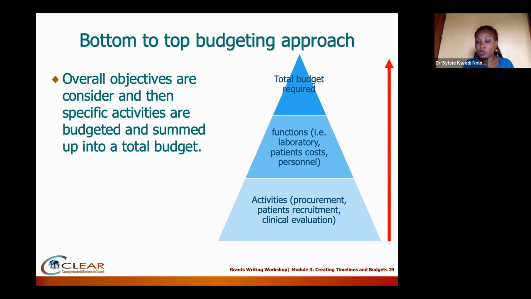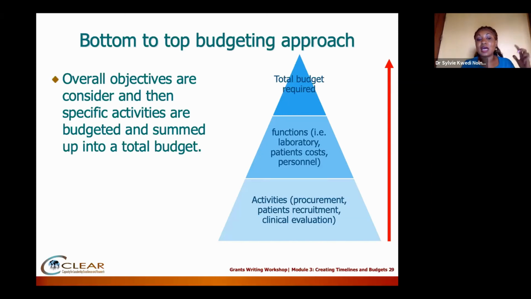Patient recruitment. What do I need for patient recruitment? I need the people to do the work. I need paper form consents. I may need a screening. Maybe there's a screening instrument. Maybe if my study requires me to have pregnant women, I may need a pregnancy test.